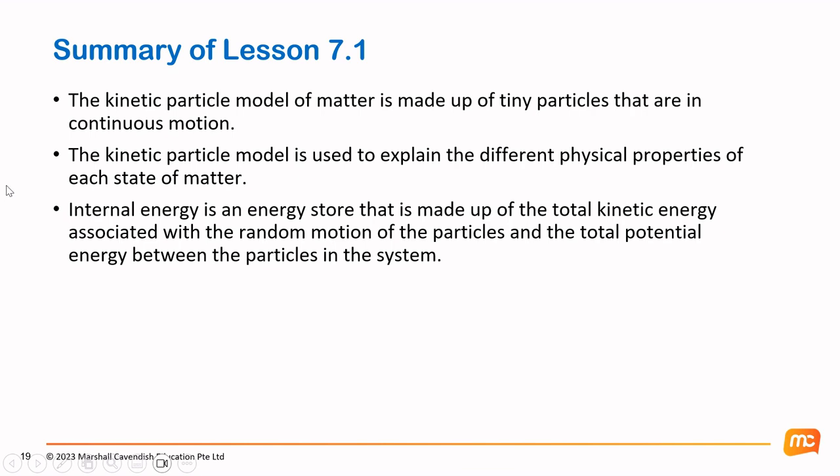So a summary of this lesson is that the kinetic particle model states that matter is made up of tiny particles in continuous motion, and we have used this model to explain the different physical properties of solids, liquids, and gases. We've also learned about internal energy, which is made up of the kinetic energy due to the random motion of the particles and the potential energy due to the forces that are working between each of the particles. So in the next part, part two, we are going to look at how we can use this kinetic particle model to explain what happens when a substance changes state.